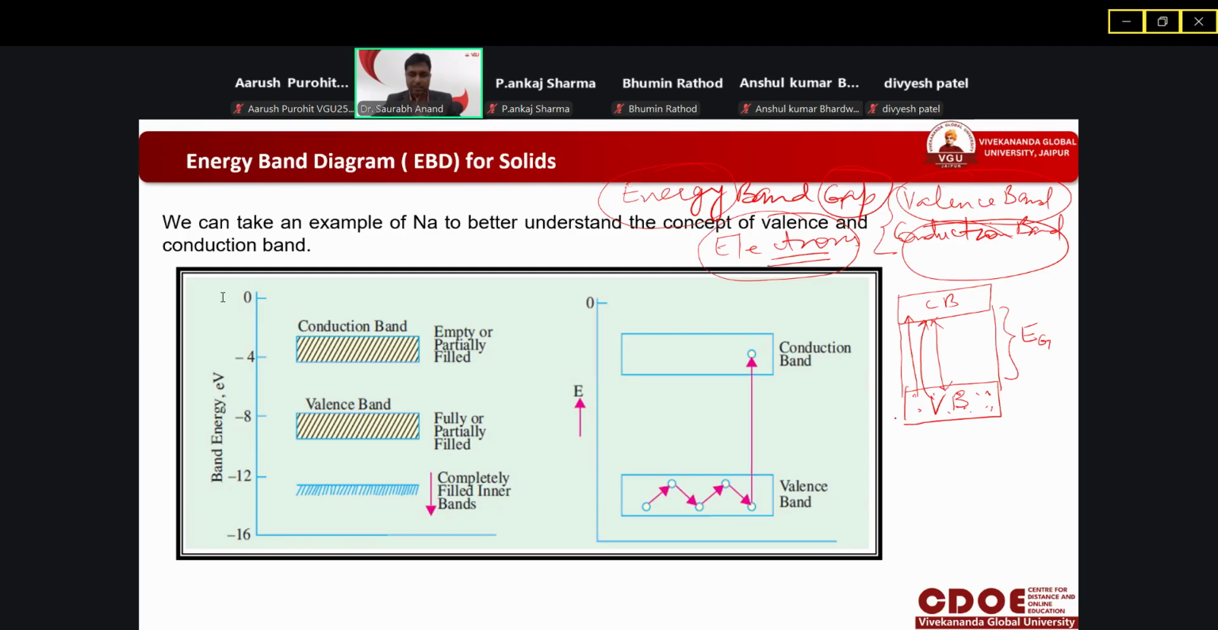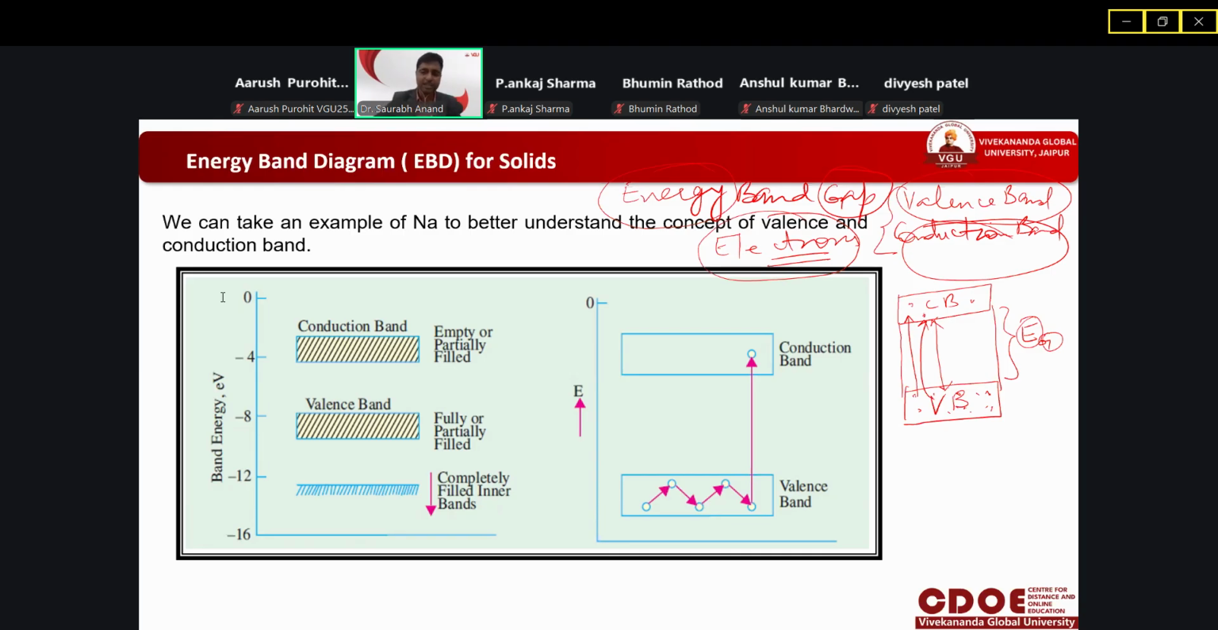Clear? That is why we write E and g for gap. This is the gap of the energy which an electron gains so it can move from the valence band to the conduction band. And after the electron reaches the conduction band, conduction will start. So the conduction band should have electrons so that conduction can start in the material. This is our motive.